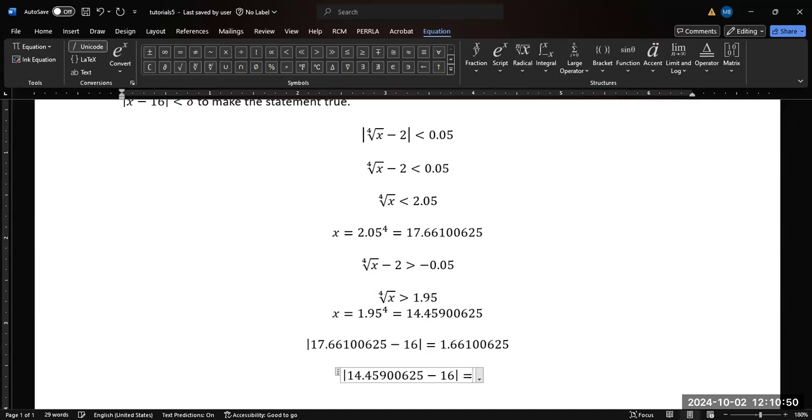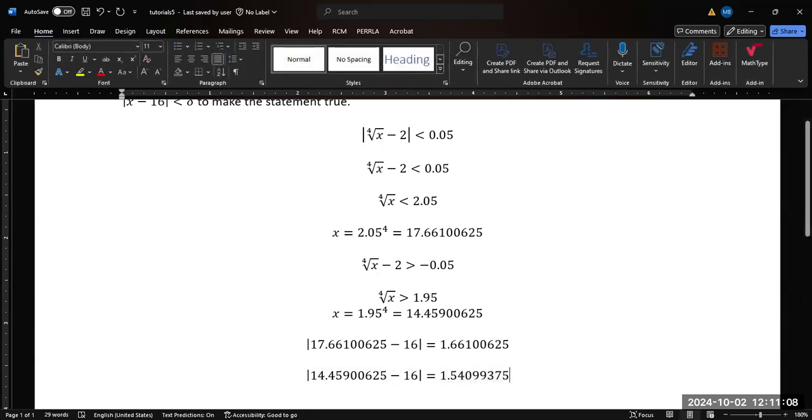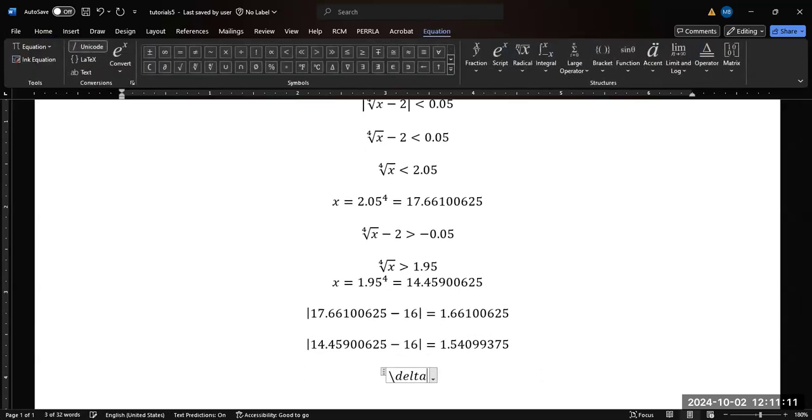And this one I'm going to have a harder time doing in my head. So 1.54099375. The smaller of these two values is this bottom one. And so delta will need to be less than or equal to 1.54099375. Strictly less than if we want epsilon to be less than as well. So that is the solution to the problem.